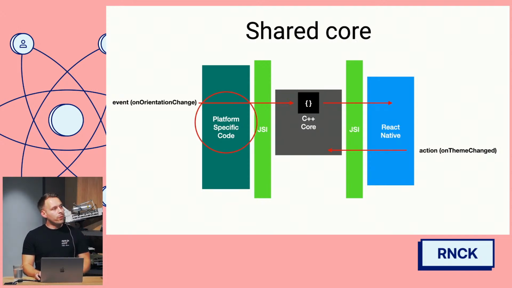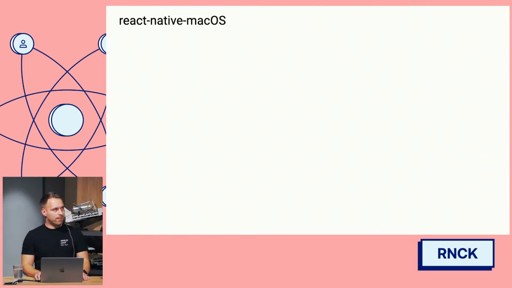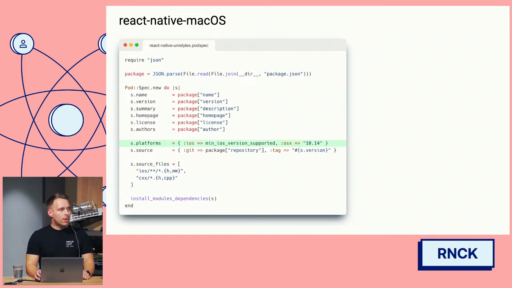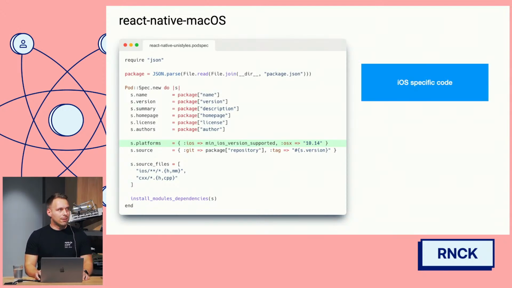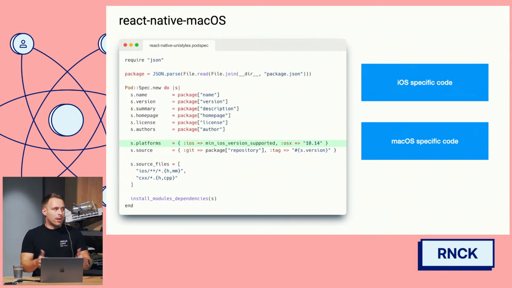Again, moving back to the platform-specific code, I would like to start with React Native macOS. Is it hard to add support for React Native macOS to your React Native library? Well, it's not. You just need to add one more line to the podspec file that indicates that you are supporting macOS, and then you have some kind of iOS-specific code, because you have your native module, and you need to now cover the macOS-specific code.